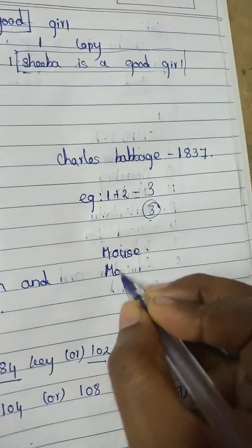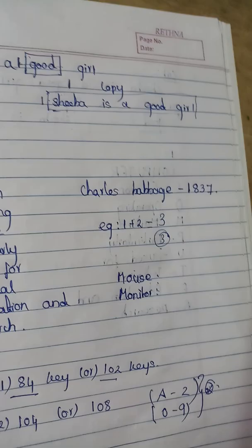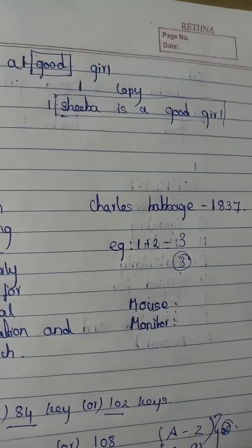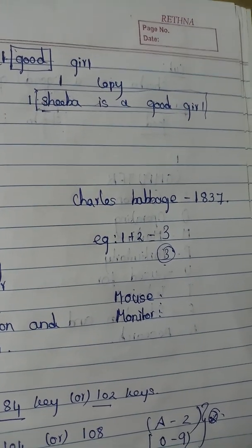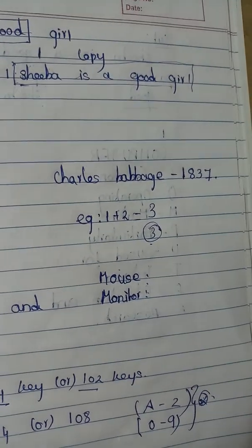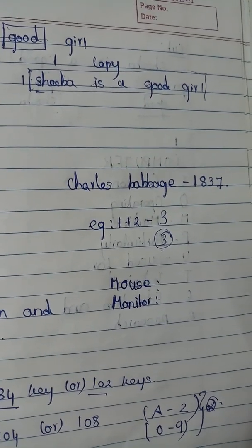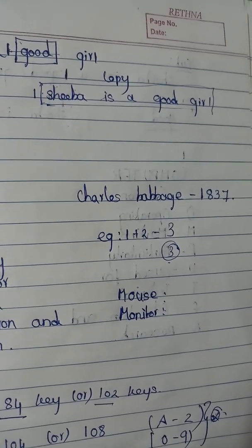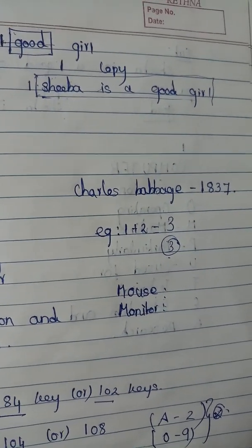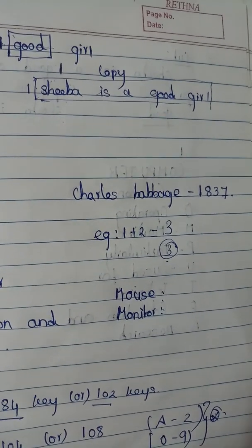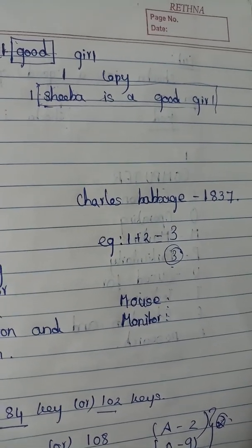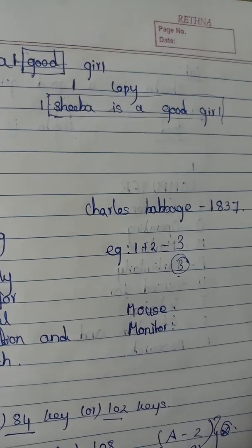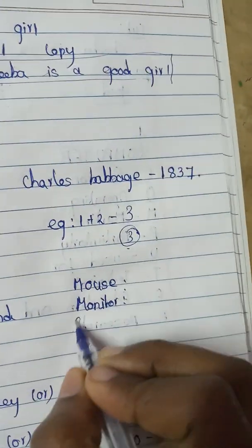And then the monitor. Is the monitor an output or input device? It is an output device. What is the use of the monitor? It is used to display the information. It can be text or numbers, alphabets, an image or a picture, anything. It will display it.